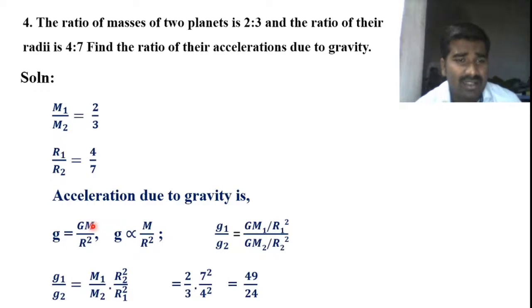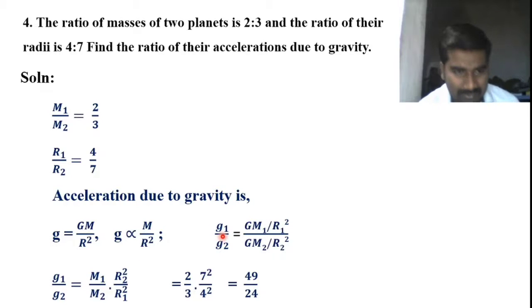M is nothing but the mass of the planet, and r is the radius of the planet. Okay, here g is directly proportional to m by r square. g depends upon the mass and the radius of the planet. At that time we can write g1 is equal to G m1 divided by r1 square, and g2 is equal to G m2 by r2 square.